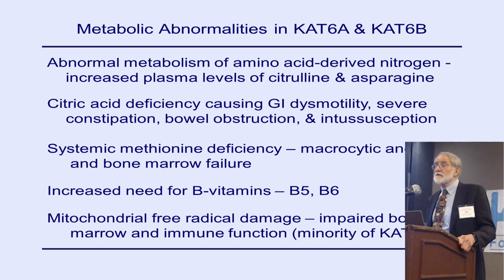We also identified a very severe deficiency of citric acid that probably 95% of KAT6A children have. They have low levels of citric acid, which is the same as citric acid that you get in citrus fruit. But the body makes a great deal of citric acid, and that's one of the signs of their lowered citric acid cycle function, that they don't make enough citric acid to supply the many different metabolic pathways that use citric acid.